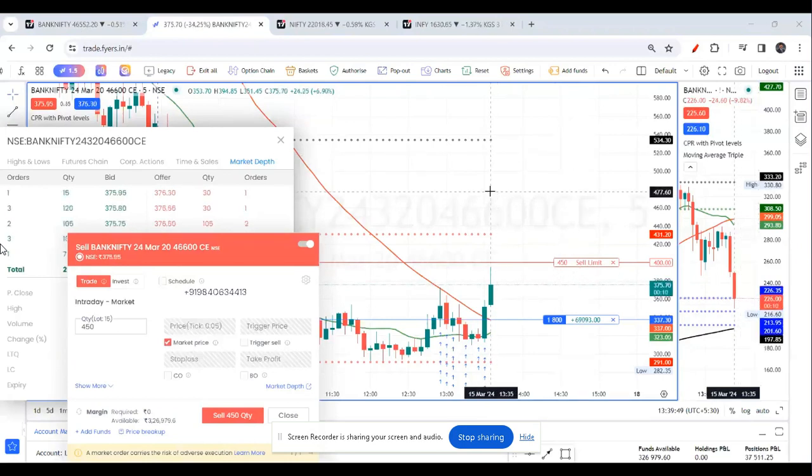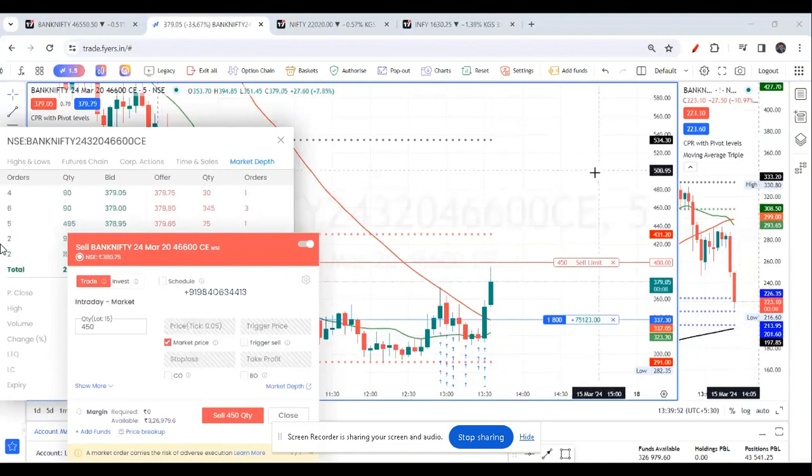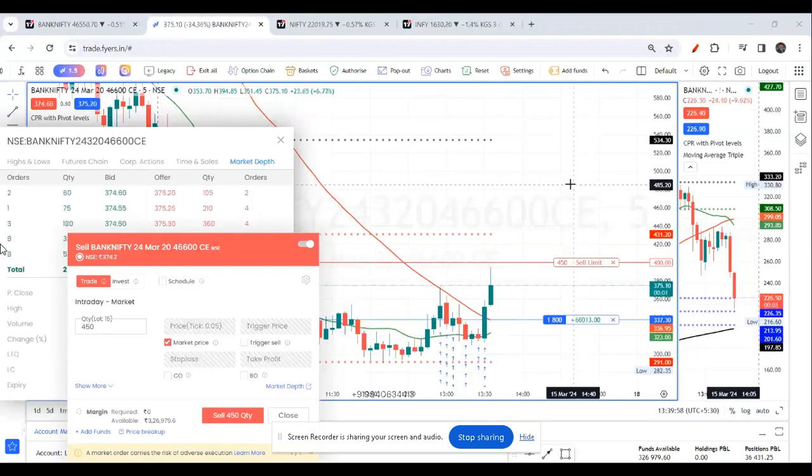My target will hit. If profit is the primary objective. Profit is not the primary objective. I wanted to show you how to add quantities. I want to show you how to reduce quantities.